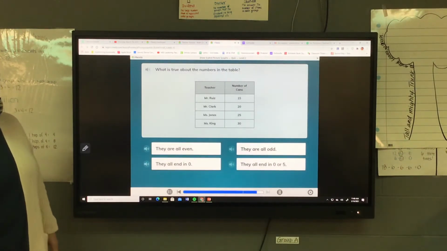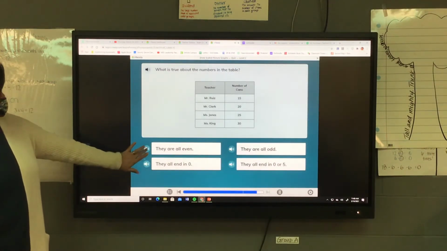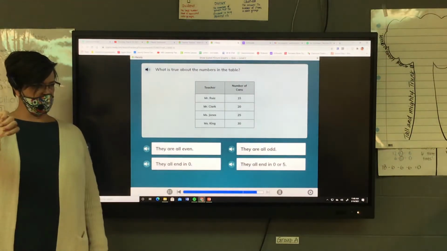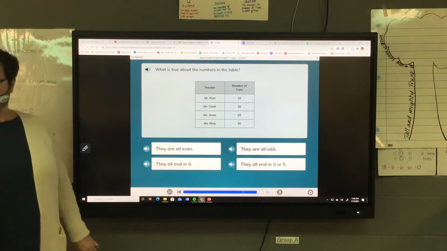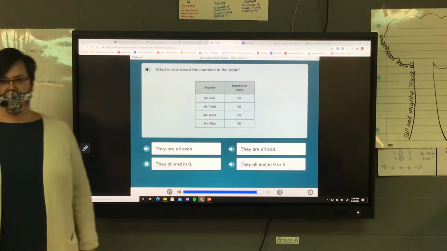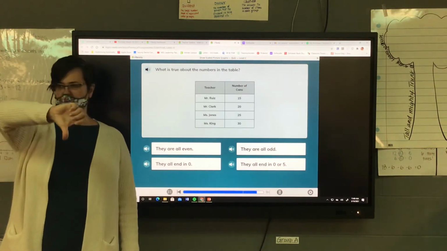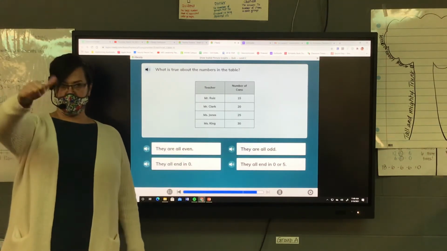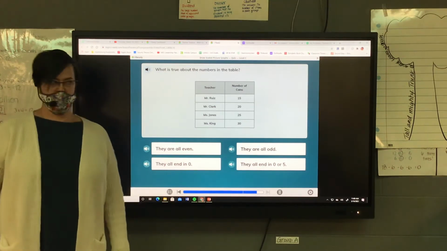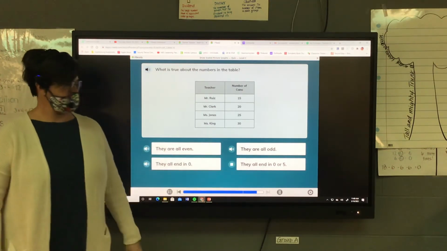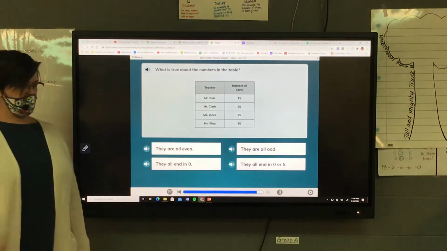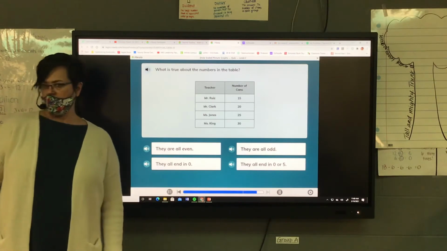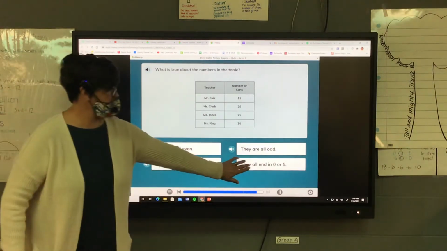What is true about the numbers in the table? They are all even. Yes? No? They all end in 0. Yes? No? They are all odd. Yes? No? They all end in 0 or 5. Yes? No? I'm seeing yeses on this last one.